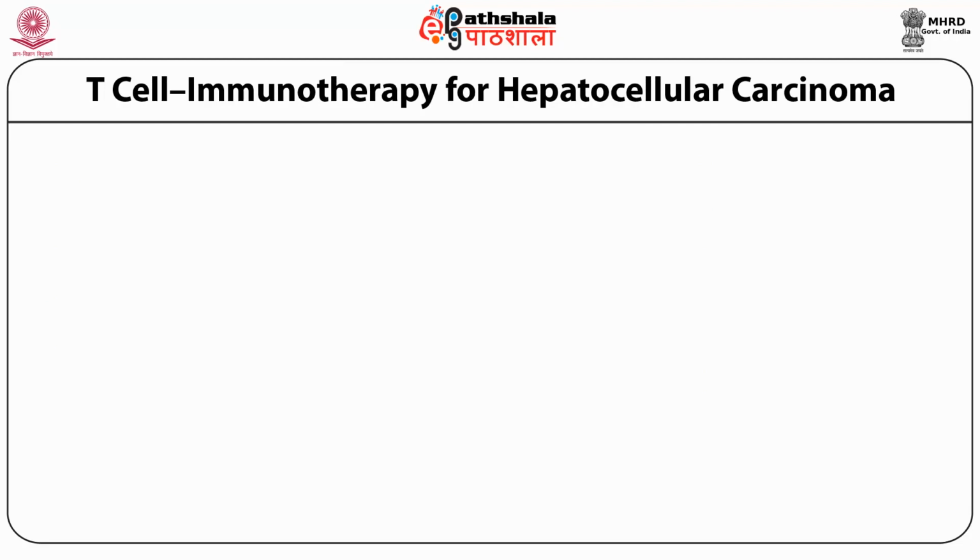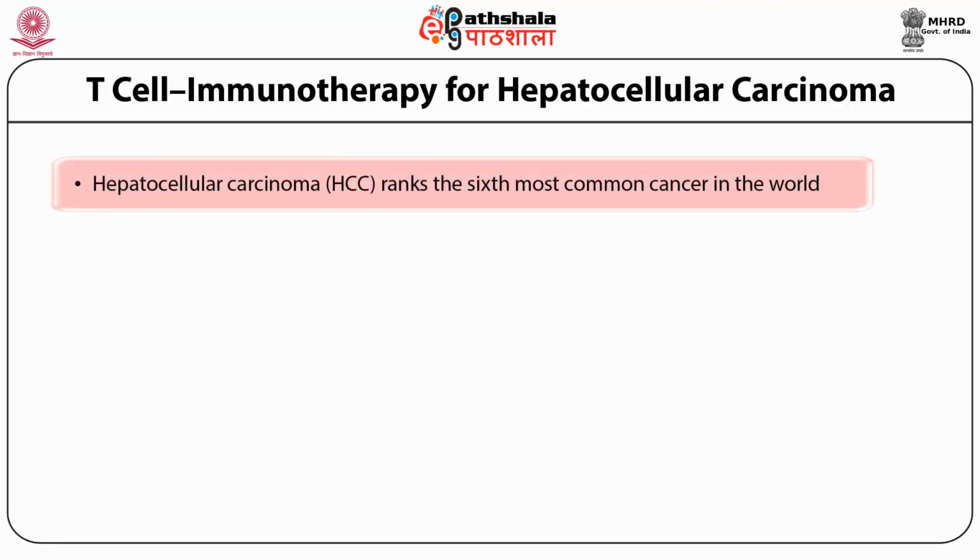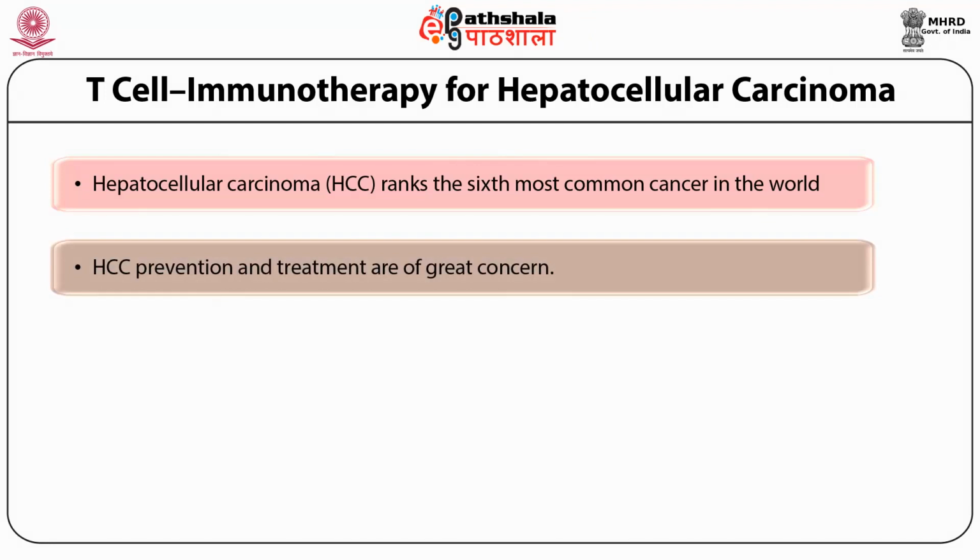cancer, especially liver cancer, which is called hepatocellular carcinoma, is important. As you know, liver cancer or hepatocellular carcinoma ranks as the 6th most common cancer in the world. HCC can be prevented and treated, and it is a great concern how to treat specifically only the HCC, not the normal cells of the body.